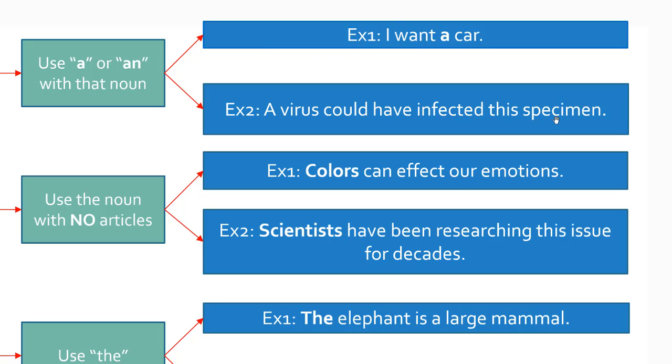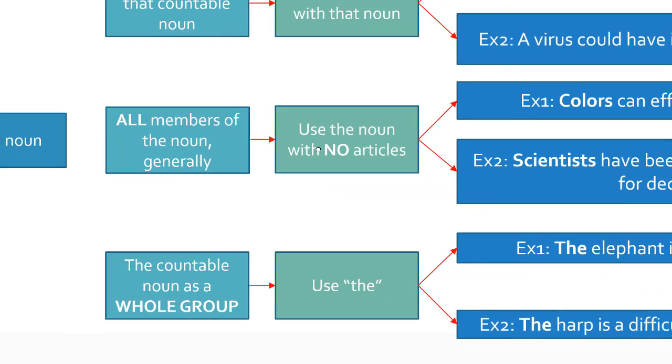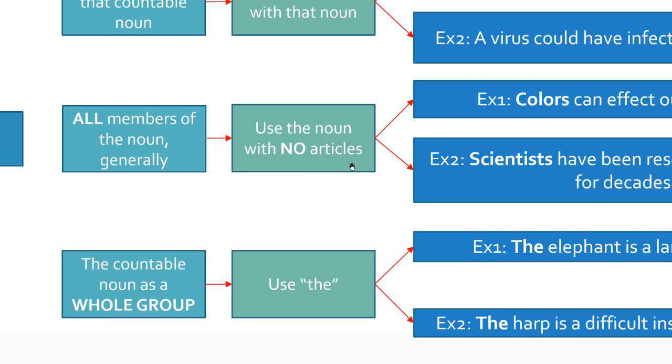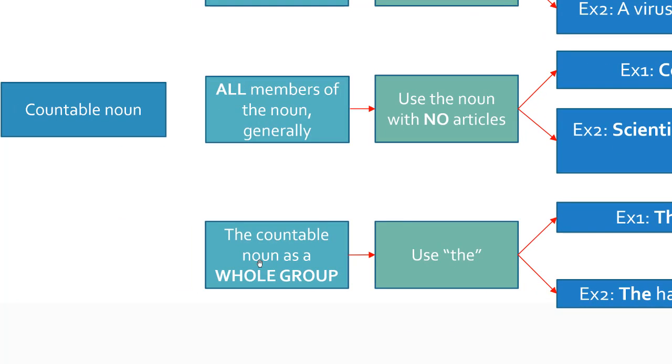A virus could have infected this specimen. So we don't know which virus. We haven't referenced the specific virus, so a virus, any virus. If you're referring to all of the members of the noun in general, then use the noun with no articles. And pluralize. Colors can affect our emotions. Scientists have been researching this issue for decades. Okay, so you can pluralize the noun.